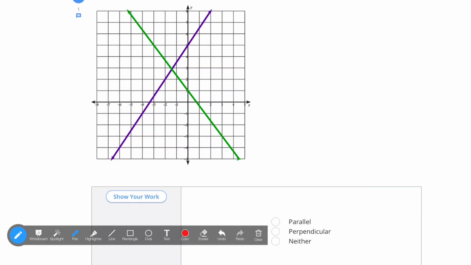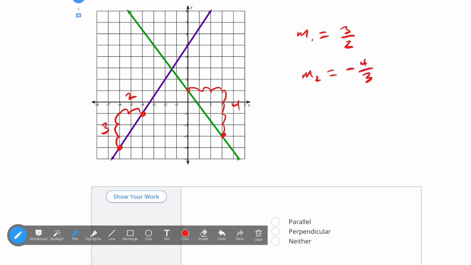So the first thing is, let's look for the slope of this purple line by picking 2 points and using rise over run. 1, 2, 3 over 1, 2. The slope of that is 3 over 2. Now let's talk about this green line. Pick 2 points. 1, 2, 3, 4, and 1, 2, 3. So the slope of line 2 is negative 4 over 3.